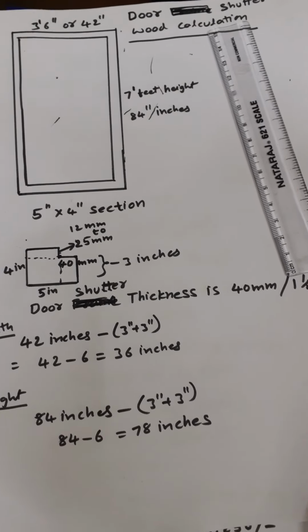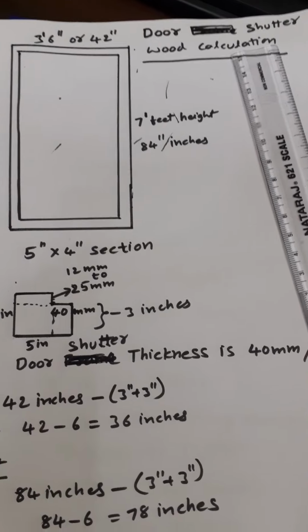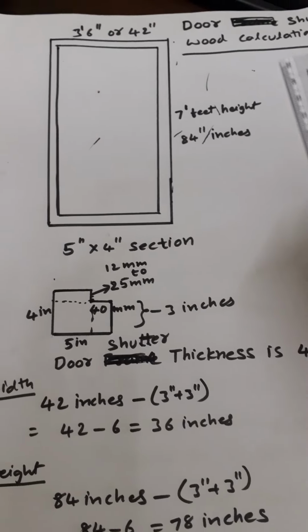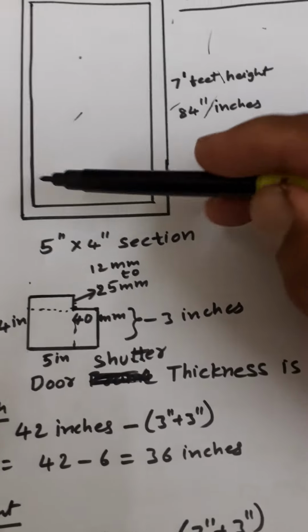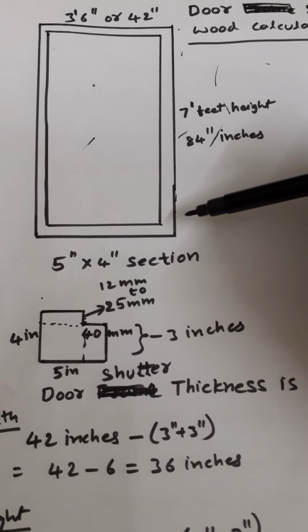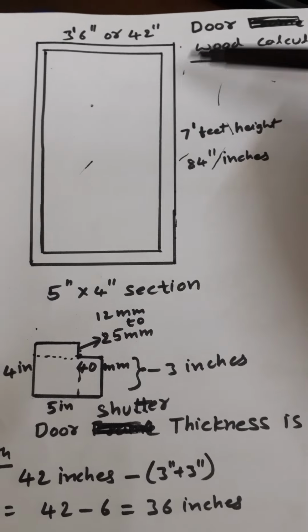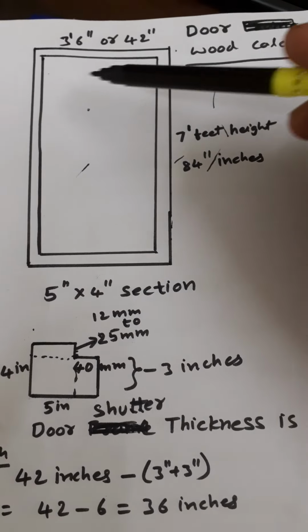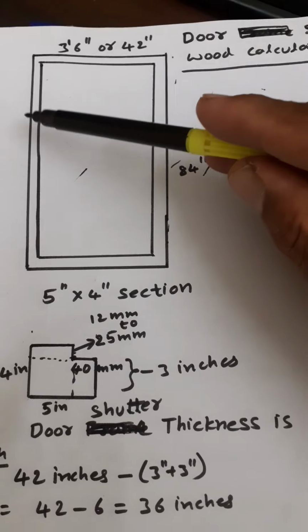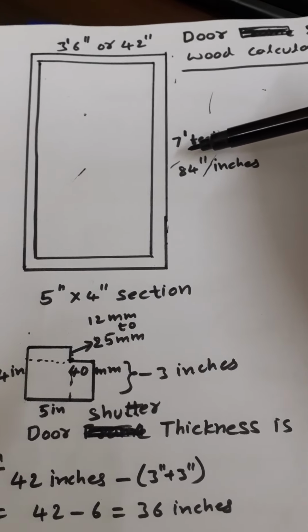Hi everyone. Today we will discuss the door shutter wood calculation. Once we fix the door frame, generally for the main doors, the door frame size is about 3.5 feet by 7 feet height. 3.5 feet is the width of the door frame from outer to outer, and the height of the door frame is about 7 feet.